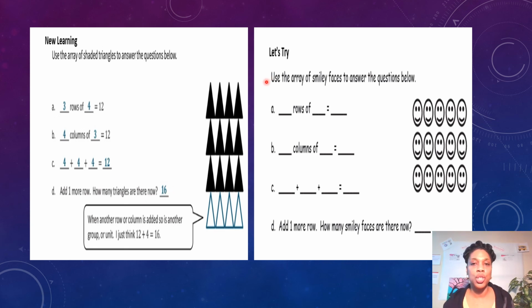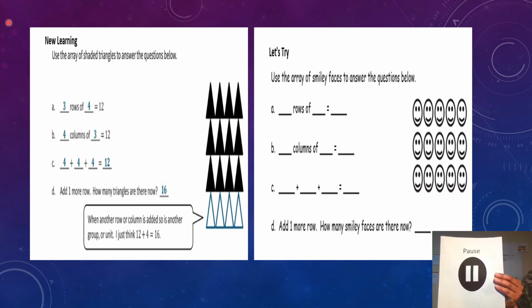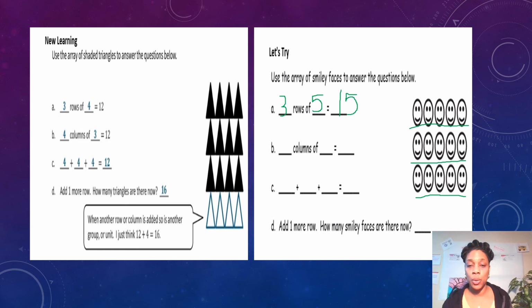Well, let's look at the let's try it together part. This says that I'm going to use the arrays of the smiley faces to answer the following questions. Let's do number 1 together. Blank rows of blank equals blank. Remember, rows go side to side, left to right. Pause the tape here and write down your answer, please. If you said that 3 rows of 5 equals 15, you are correct. Now let's go to part B. Pause the tape here and write down your answer, please.